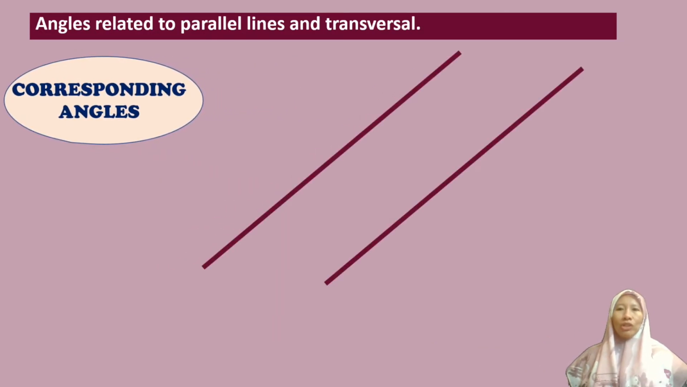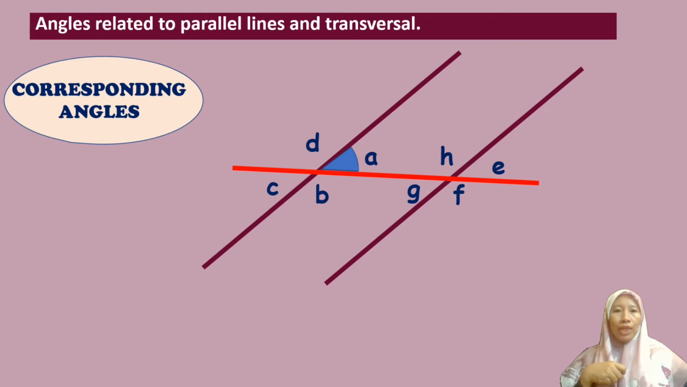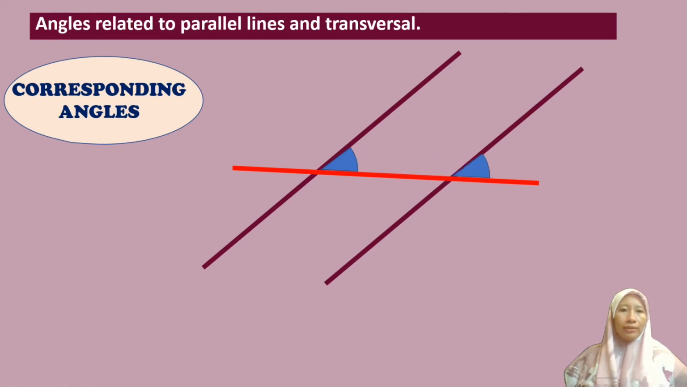First, we're going to study what corresponding angles are. Here we have two parallel lines and a transversal line. Now, we have 8 angles here: A, B, C, D, E, F, G, and H. So, focus on angle A. The angle corresponding to angle A is angle E. Angle A and angle E, we call these two angles corresponding to each other. Corresponding angle to A is angle E.